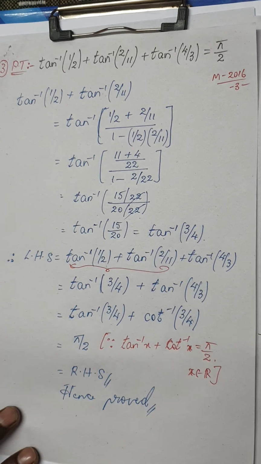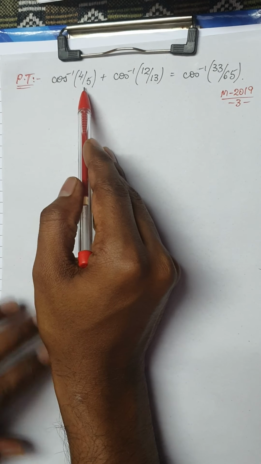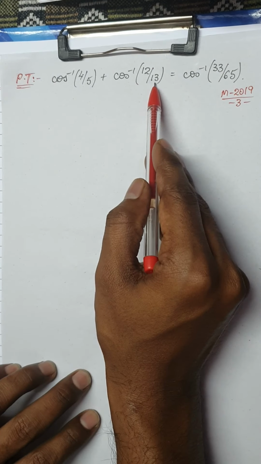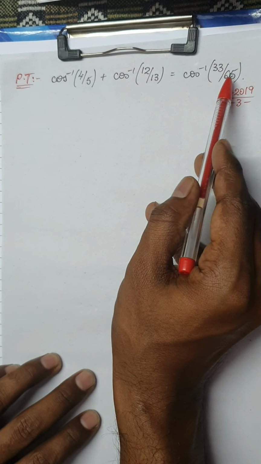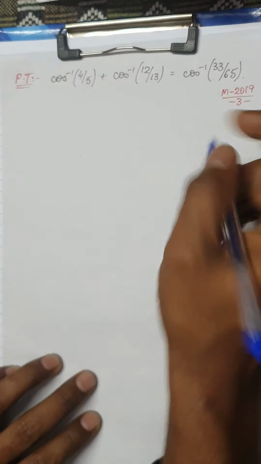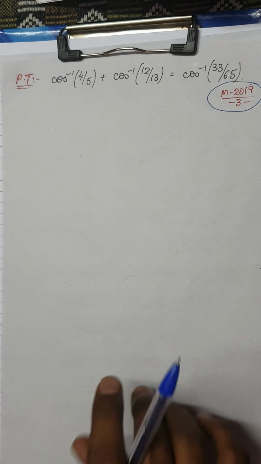We shall move on to the next question. I have cos inverse of 4 by 5 plus cos inverse of 12 by 13. I have to prove this LHS is equal to cos inverse of 33 by 65. Remember, this was asked in March 2019 as a 3-mark question.